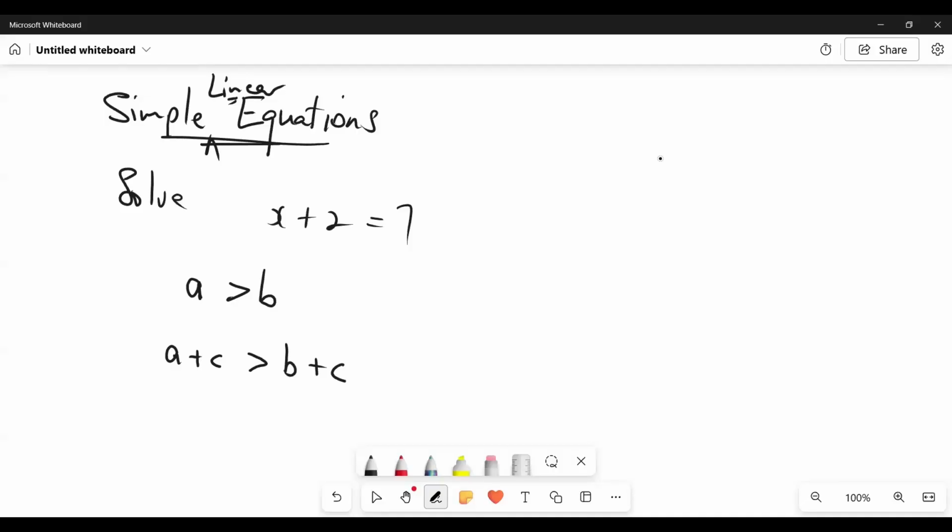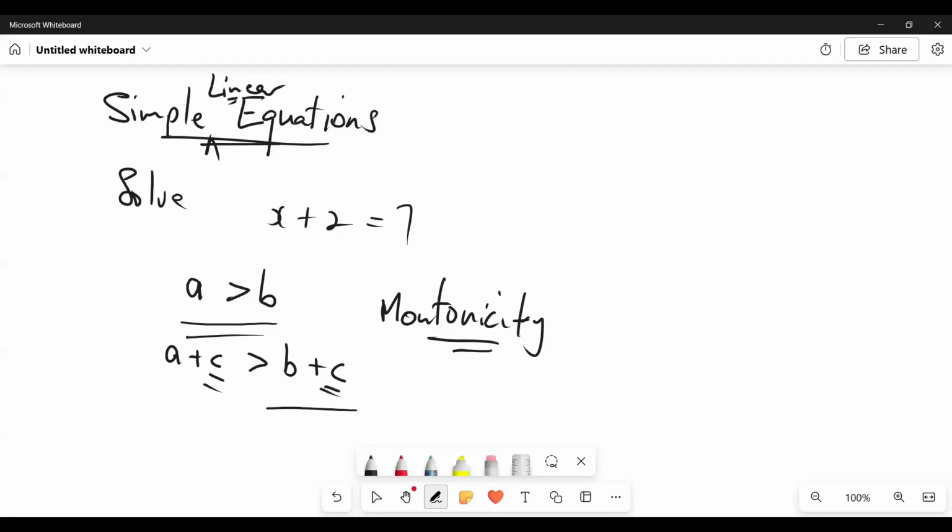I think the axiom is referred to as the monotonicity axiom, right? What it's telling you is that if A is a number greater than B, and you add the same real number to both sides, this balance will be maintained, right? It will be maintained.